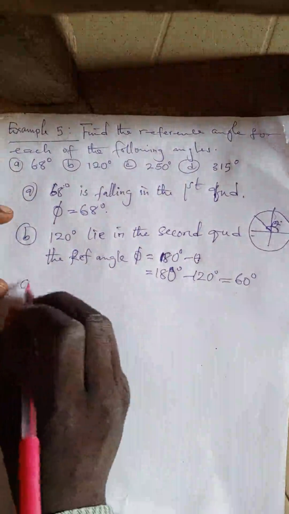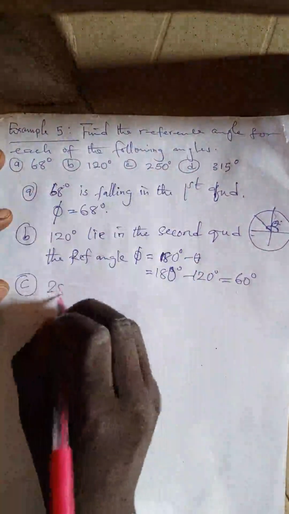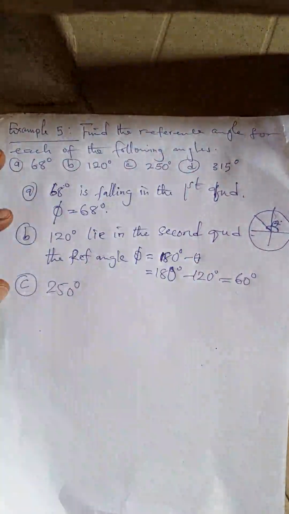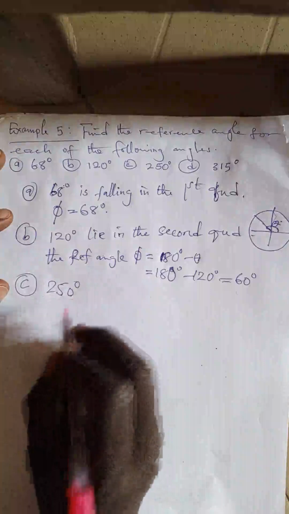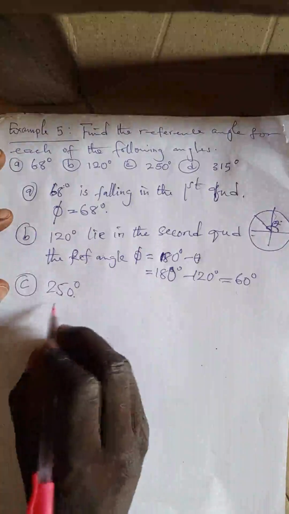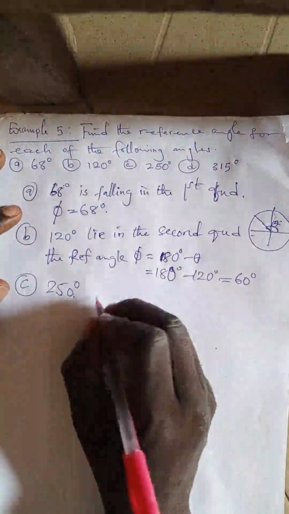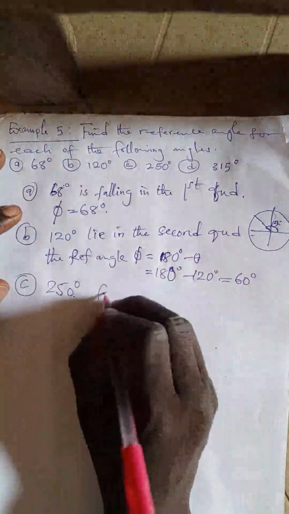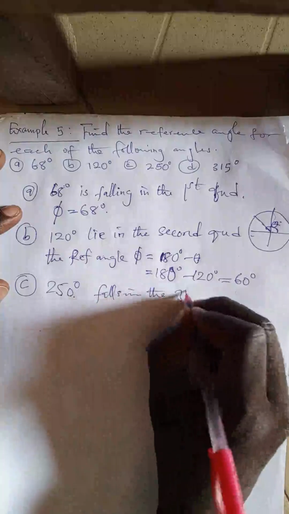Now, let's go to the C part of the question. The C part is saying 250 degrees. Where is this lying? 250 degrees is greater than 180 but less than 270. And definitely this lies in the third quadrant. So this falls in the third quadrant.